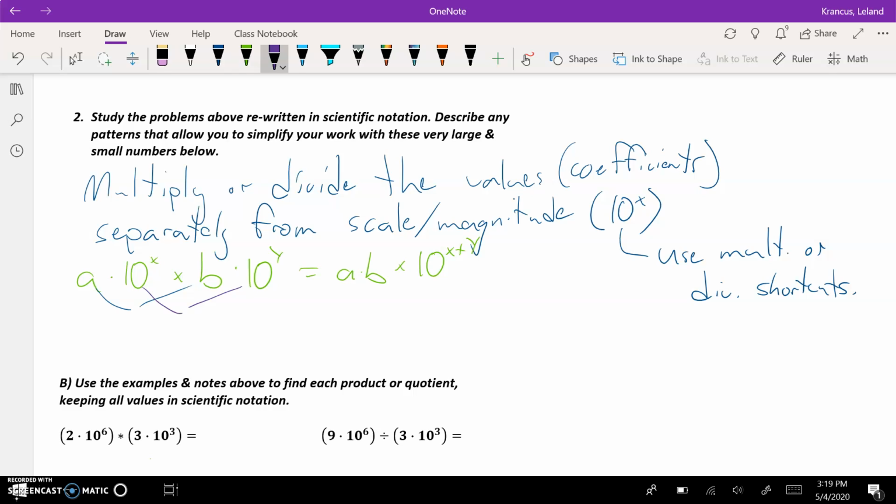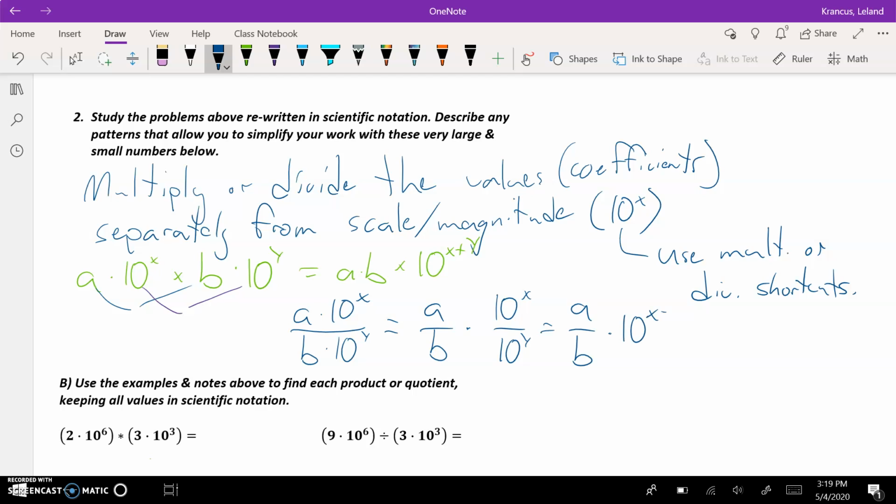And the same thing works for division. So if we did something like a times 10 to the power of x divided by b times 10 to the power of y, some other exponent, you can do a divided by b separately from 10 to the x over 10 to the y, which is why we can do our math this way. x minus y, that's that division shortcut.